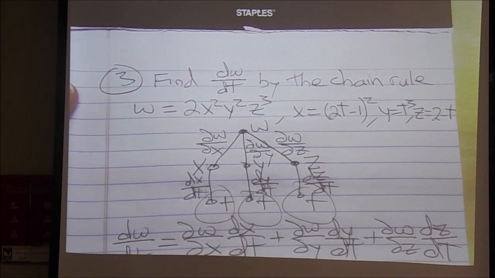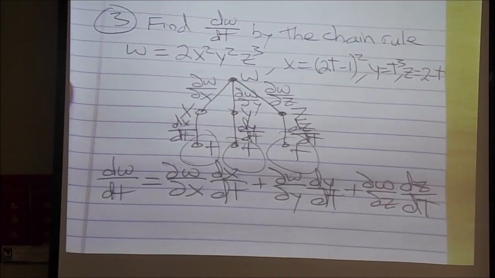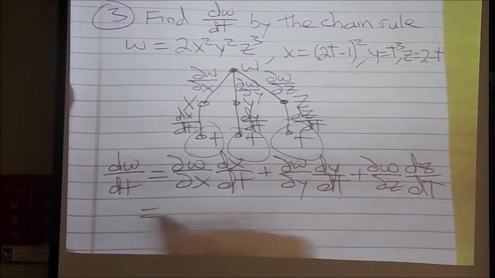And if you don't write the tree, then you're just taking all paths down through all the intermediate variables down to t. So you can go through x to t, you can go through y to t, go through z to t. So you can just start here just as easily. All right, now what's dw/dx?